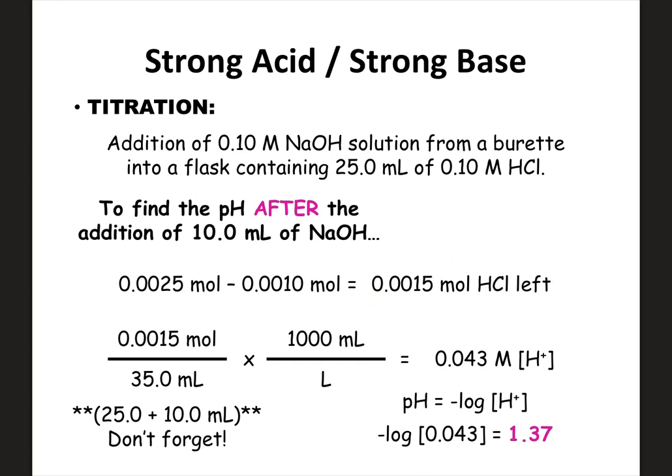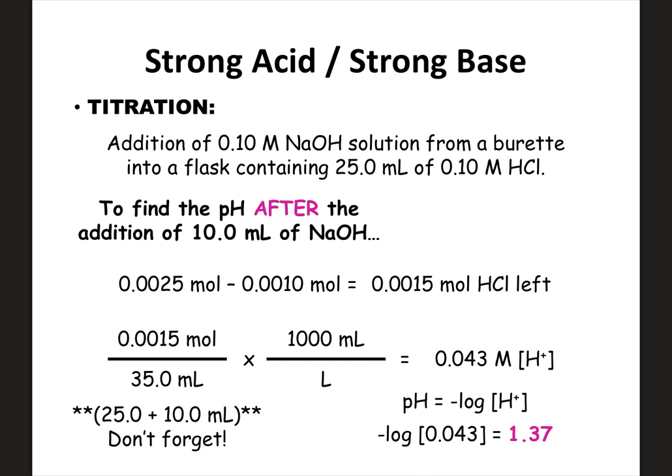So I now know the number of moles of HCl left. I'll take that and put it over the new number of milliliters. Remember here, you've got to be careful. It's your total volume. I started with 25 milliliters. I added 10 milliliters of NaOH. So there's that many moles floating around in 35 milliliters. You've got to convert the milliliters to liters so that you're in moles per liter, because that's your concentration. So essentially, this is your concentration, your 0.043 molar is the concentration of the HCl that's left.